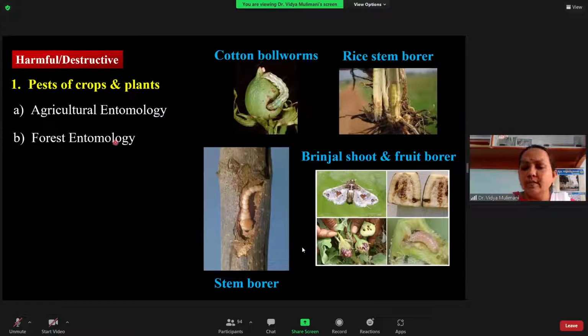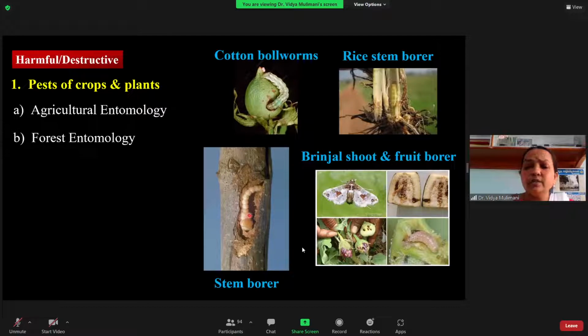Next, coming to forest entomology. Here mainly we are dealing with the insects which attack forest species. Many insects are there in the forest ecosystem: scales, soft scale, hard scale, aphids, many of them. But since it is an undisturbed ecosystem, natural control is there in forest entomology. But you can see the stem borers are the major pest in the perennial ecosystem, again in forest entomology.